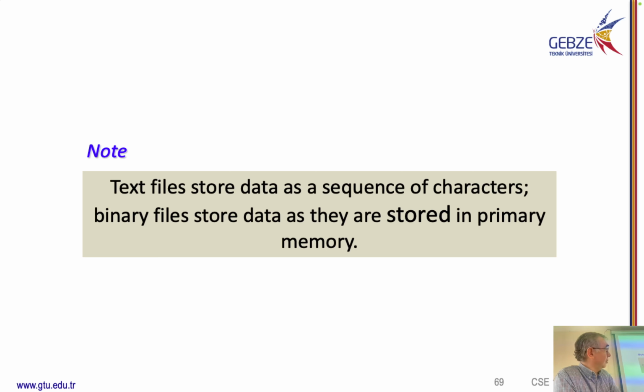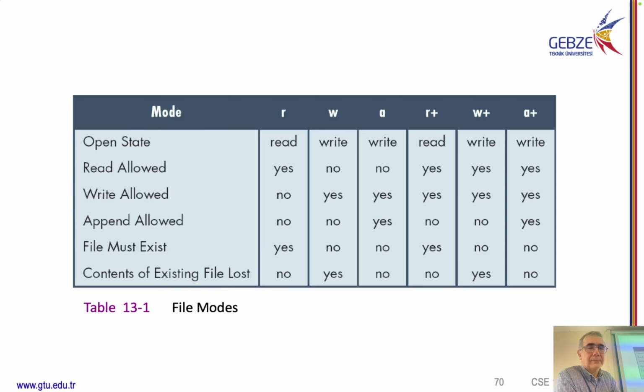Text files store data as a sequence of characters. Binary files store data as they are stored in memory. Think of it like a memory copy. File modes are generally the same: read, write, append, read plus, write plus, append plus.